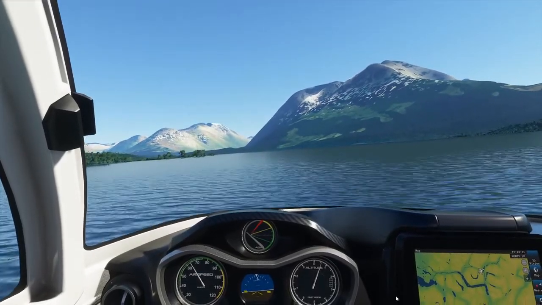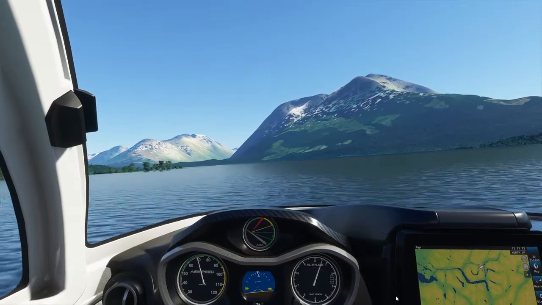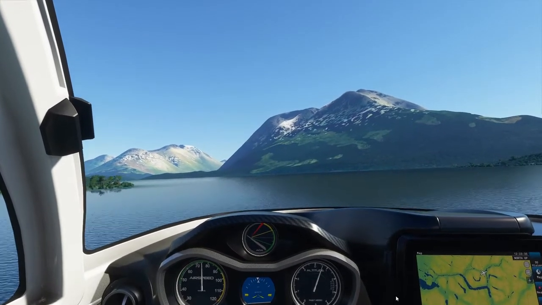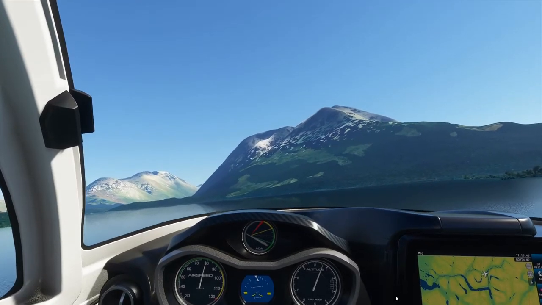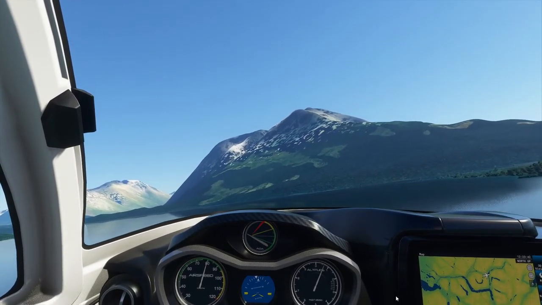Let's see, I think I could probably take off now. Almost, not quite. There we go. Cool. This thing trimmed out and turned to our south here a little bit. Pardon me while I fiddle with my controls.